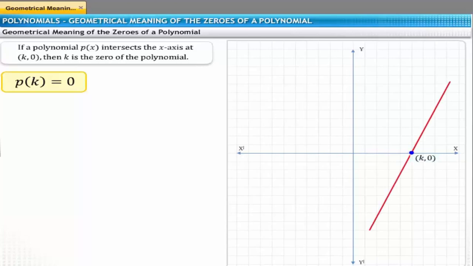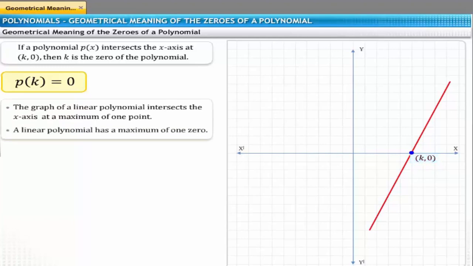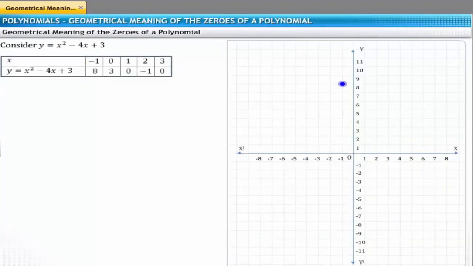The graph of a linear polynomial intersects the x-axis at a maximum of one point. Therefore, a linear polynomial has a maximum of one zero. Similarly, we can plot the graphs for quadratic and cubic polynomials.